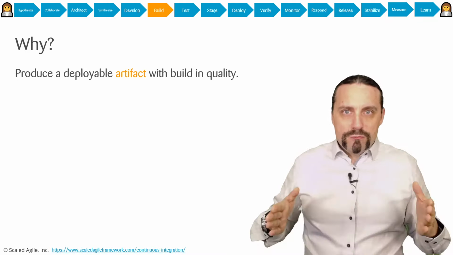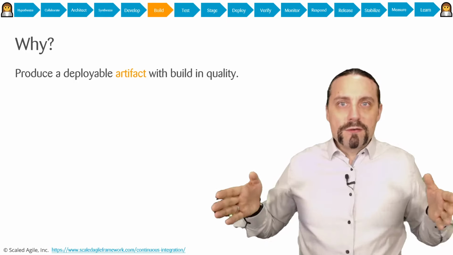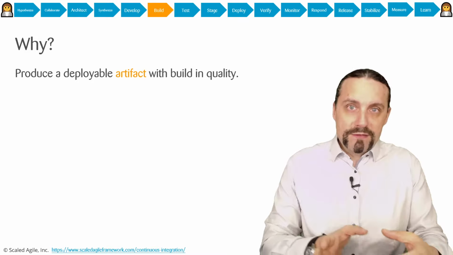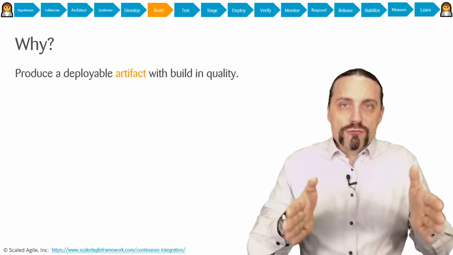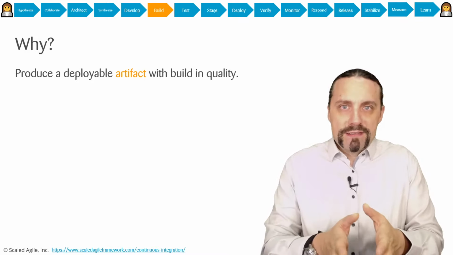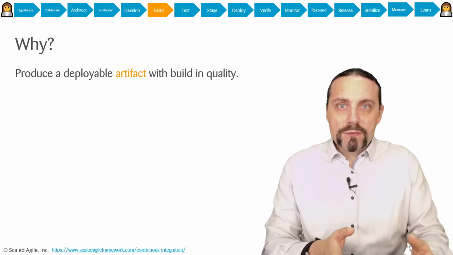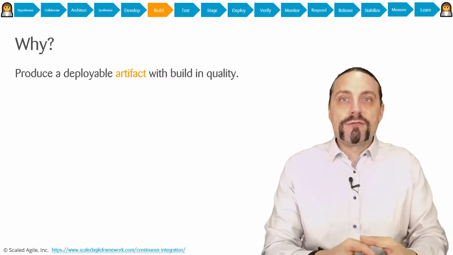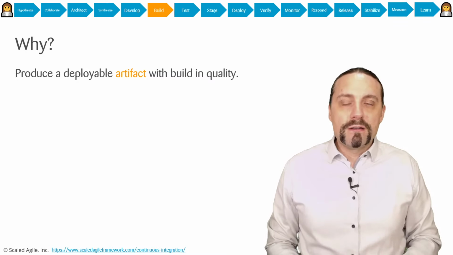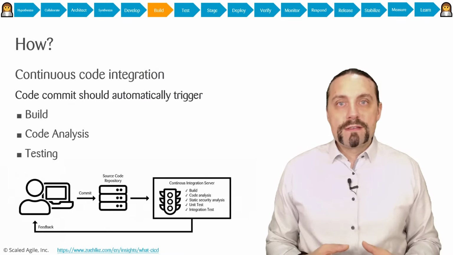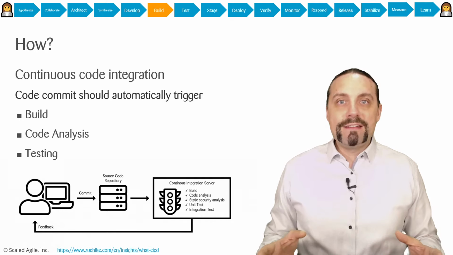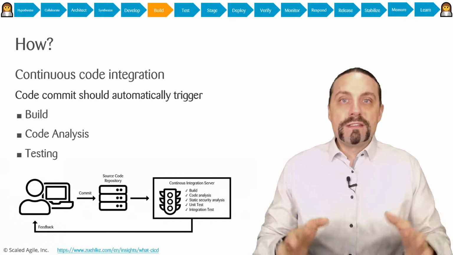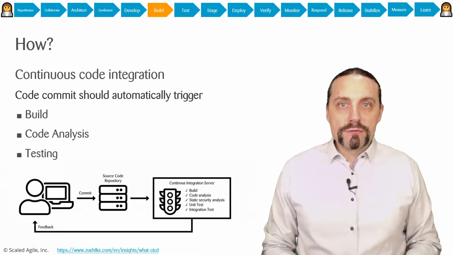We do all of that because we have code on our side which we have committed, which now needs to be reintegrated with the rest of the code, and we also need to check the quality of that so that we can create this deployable artifact. We do this by reintegrating the code of every developer with the rest of the code.